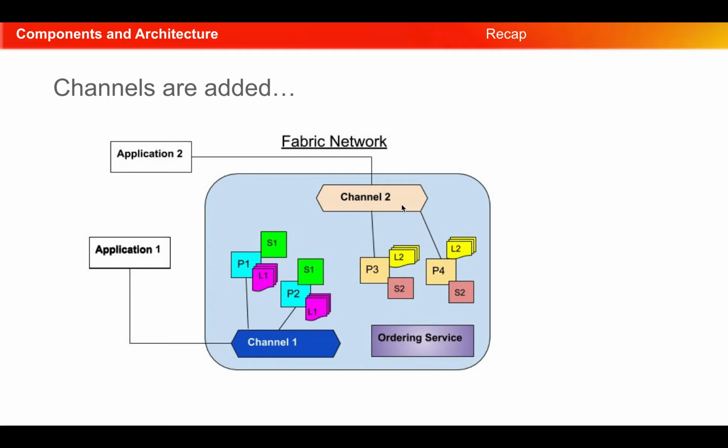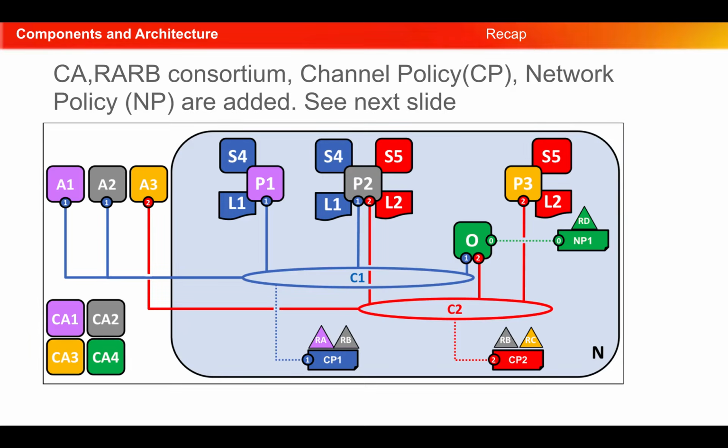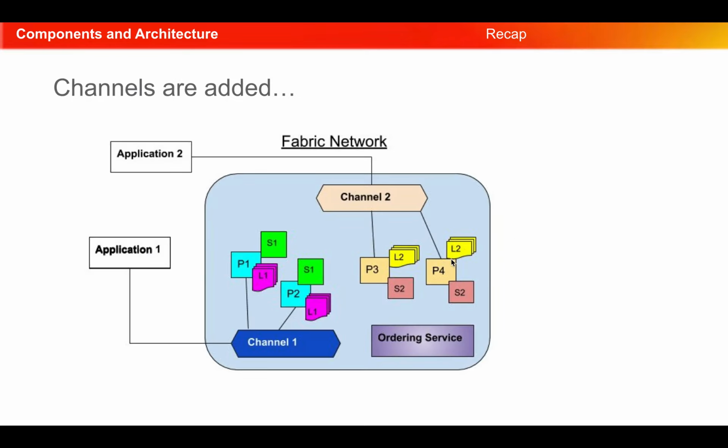And you have channel 2. Channel 2 is connected to peer 3 and peer 4. And application 2 is connected to channel 2, and channel 2 talks to P3 and P4. So we have one more service, which is the ordering service. The ordering service takes all the transactions, converts them into blocks, and delivers them to all the peers. Peers take the block, validate it, and add it to their local ledger.